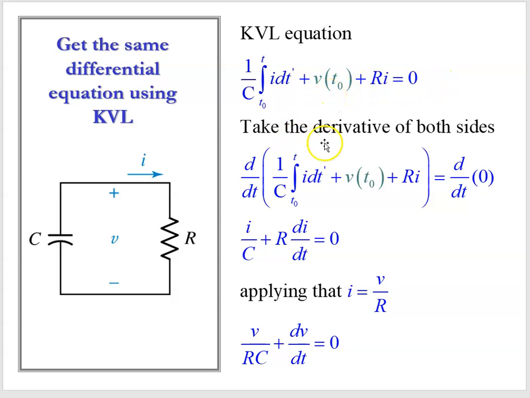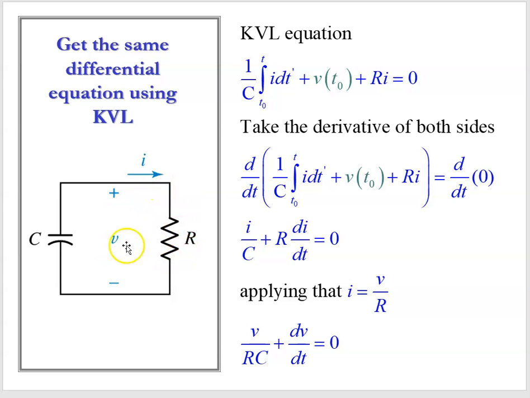We could take the derivative of both sides of this equation. Well, the derivative of 0 is just 0. We take the derivative with respect to time of the integral of the current with respect to time, and we just get the current I. So we get I over C, and then this initial voltage at time t equal to 0 is a constant, so the derivative of that is 0, and then we just get R times di dt.